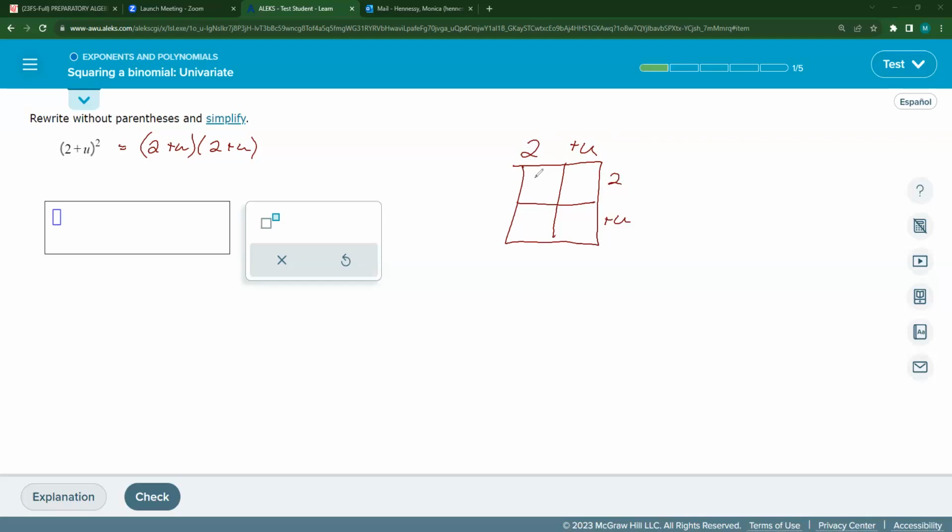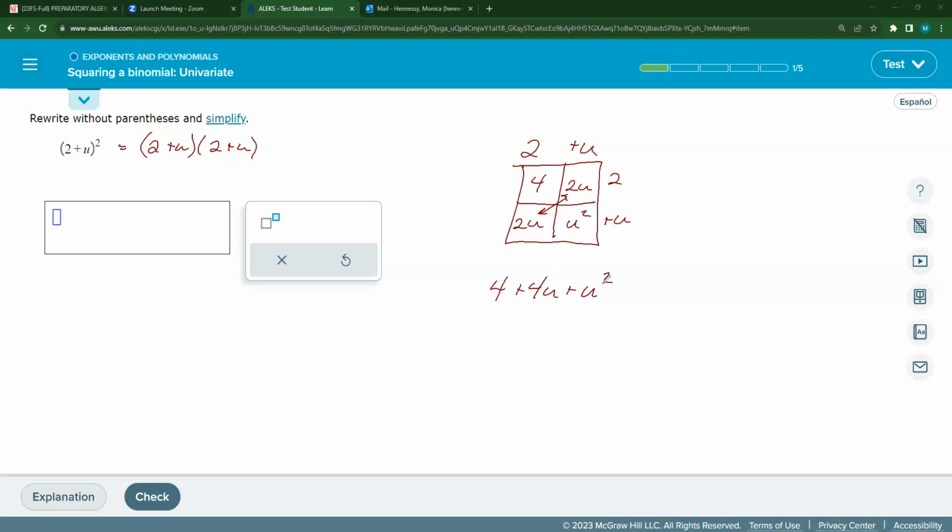And 2 times 2 is 4. U times 2 is 2u. 2 times u is 2u. And u times u is u squared. We have to add these two together because they're the same sign. So we have 4 plus 4u plus u squared.